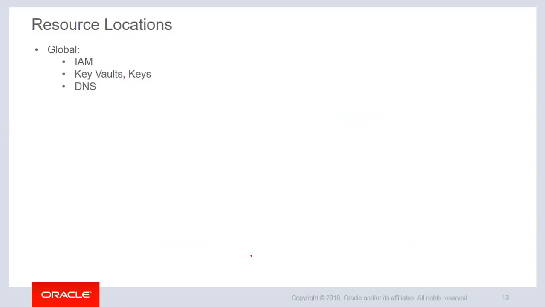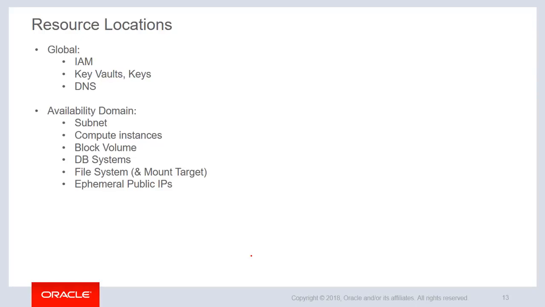Resource location. It's important to understand where the resources are located. As we saw, identity access management resources are global. Some other resources which are global include things like your keys, your DNS services, of course, global. And then there are specific resources which are availability domain specific or region specific.